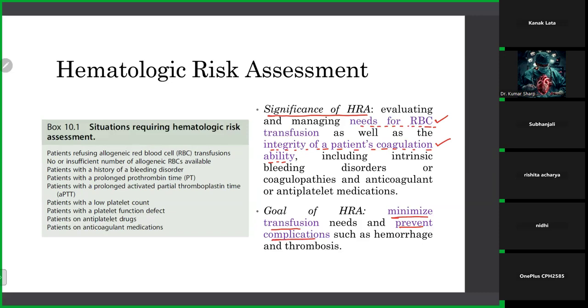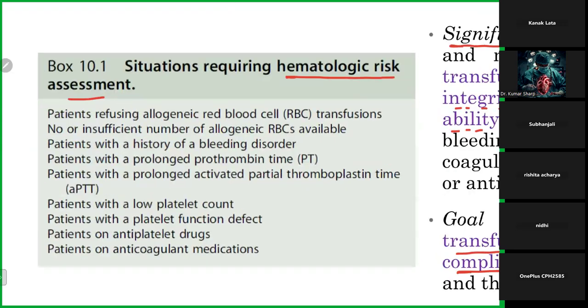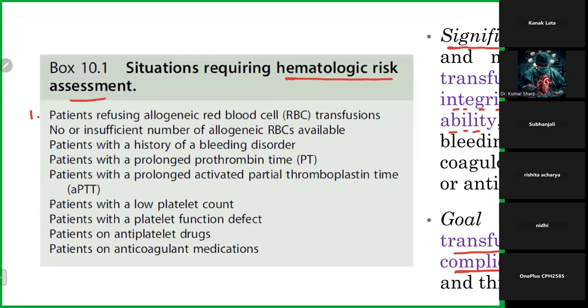Now, in which situations do we actually require the hematological risk assessment? You can see over here the class of patients. Patients refusing allogenic RBC transfusion. This is a very popular concept in the Western world known as the Jehovah's Witness. Okay, so this particular group of people actually refuse allogenic RBC transfusion. Second, no or insufficient number of allogenic RBCs available.